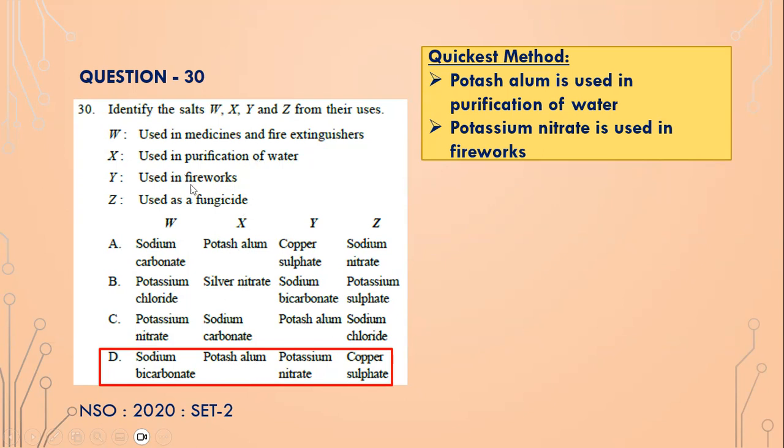And what is used in fireworks? Potassium nitrate, because it gives colors. So potassium nitrate is used in fireworks, isn't it? So X is potash alum and Y is potassium nitrate. So option D is the correct option. Then sodium bicarbonate is used in medicines and fire extinguishers, and copper sulfate is used as a fungicide.